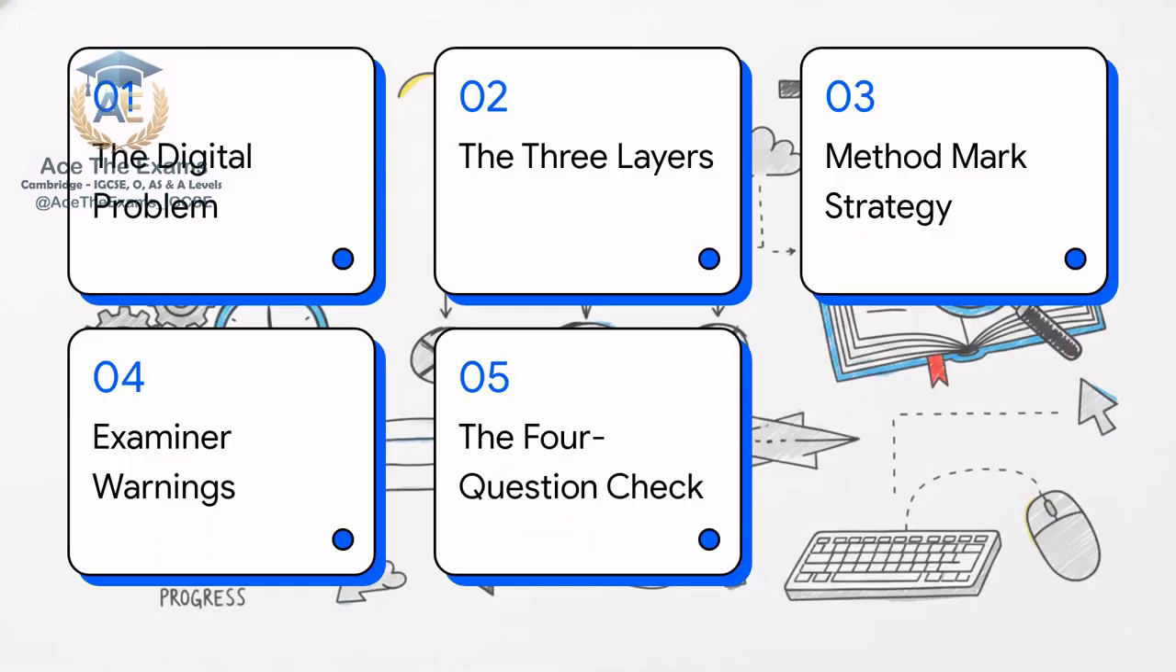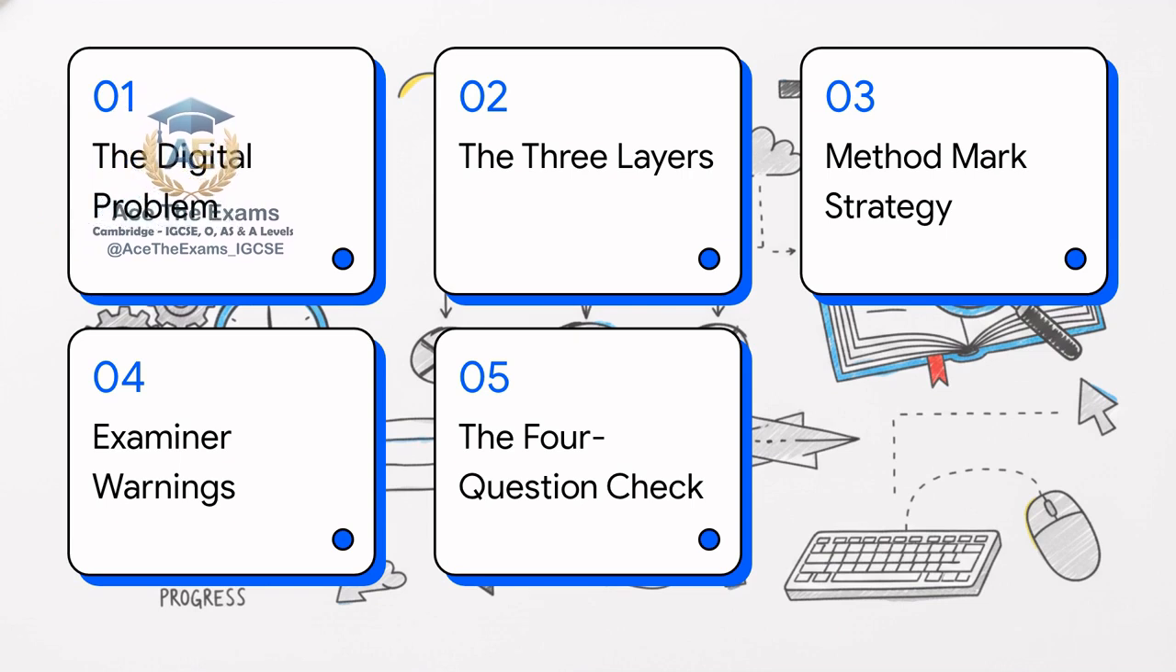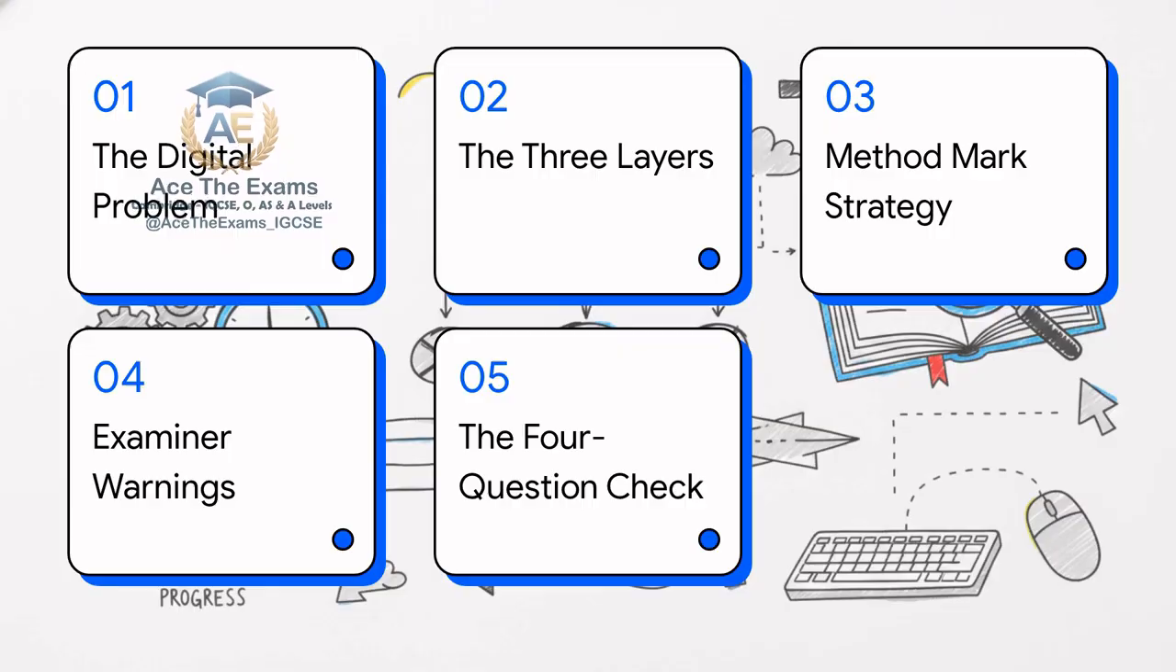Okay, let's dive into this. Here is our structured roadmap for today's session. We'll start by defining the digital problem, then move into the 3 layers of explanation, break down the method mark strategy, highlight some absolutely crucial examiner warnings, and finally wrap up with the 4-question check. Let's get right to it.